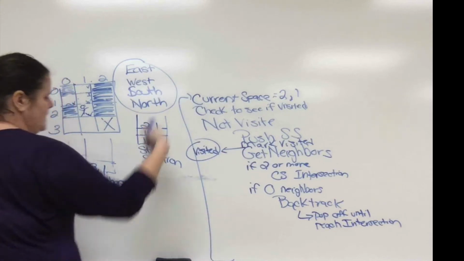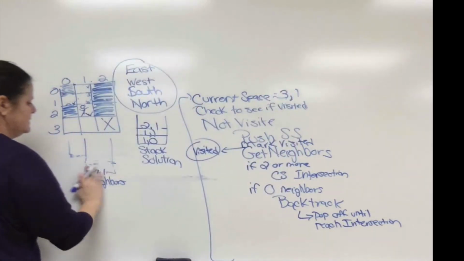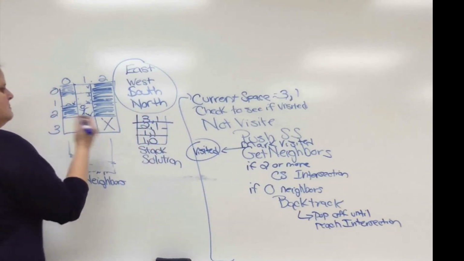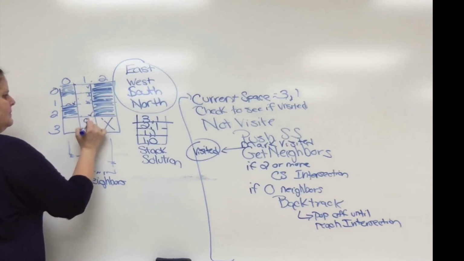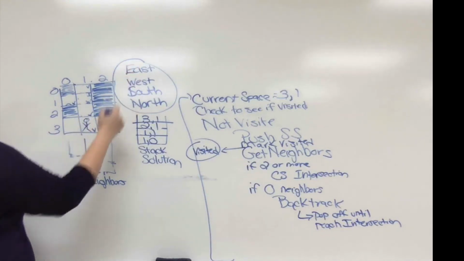So that means I come back up here. I put in 3, 1. Is my next one that comes on here. Has 3, 1 been visited? No. So I'm going to move there. I'm going to mark it visited. And I'm going to check for neighbors. I'm going to go east.